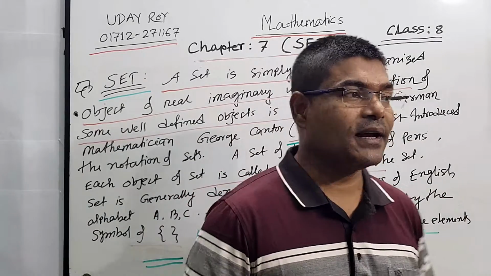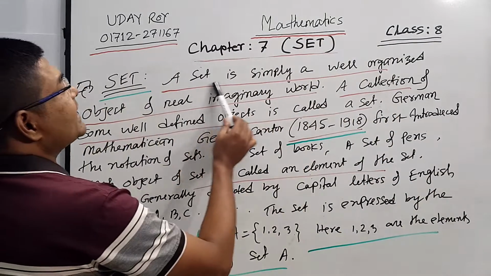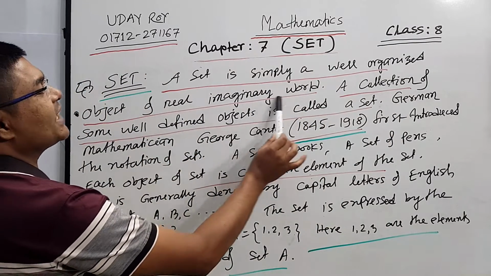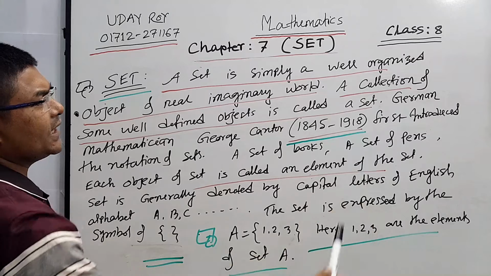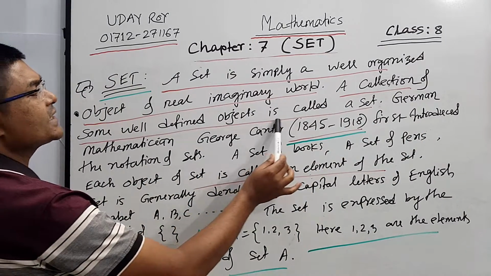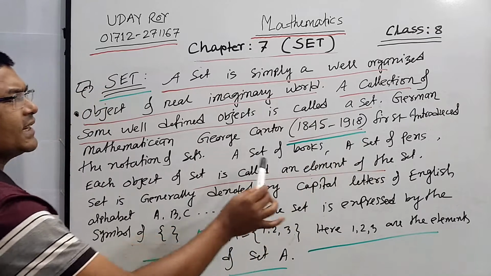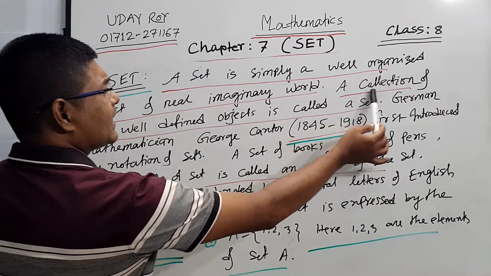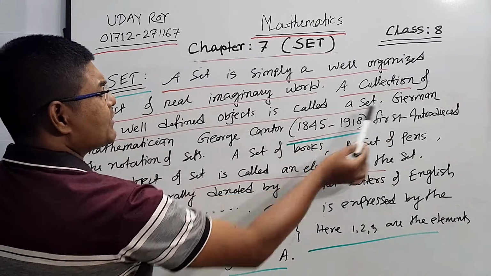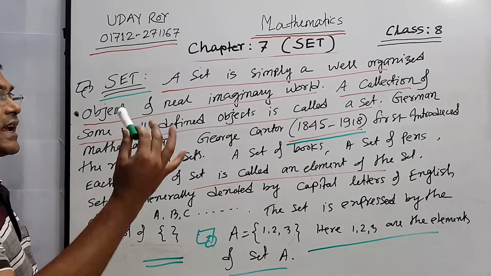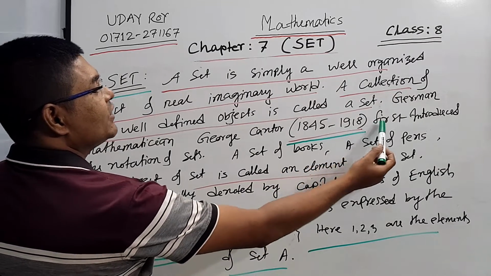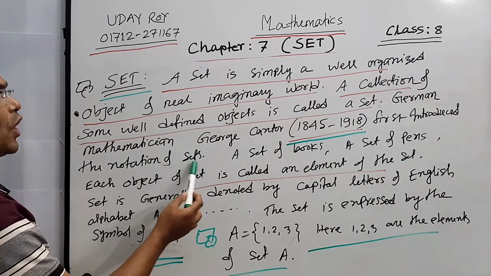Okay. Let's come back. So a set is simply a well-organized collection of objects of the real or imaginary world. Or another definition: a collection of some well-defined objects is called a set. I think this is better. German mathematician George Cantor, 1845 to 1918, first introduced the notation of set.